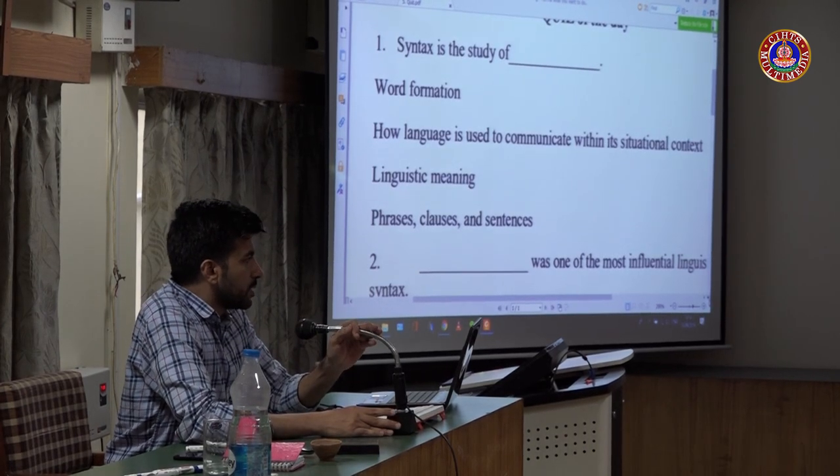Okay, so what is syntax? Syntax is a study of, what do you think? Word formation? Anyone else who thinks it's how language is used to communicate with situational context, linguistic meaning? This will help us to understand syntax once again.